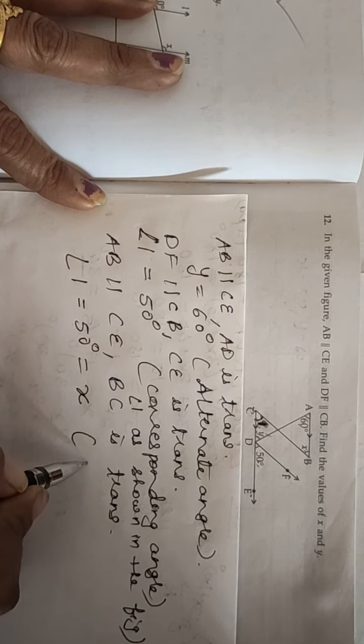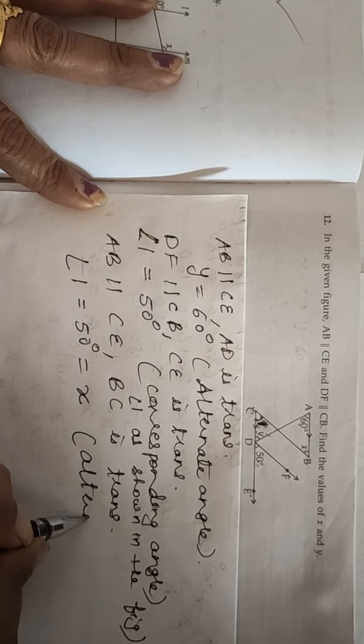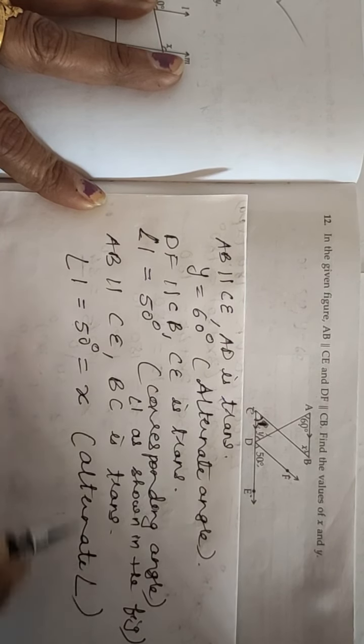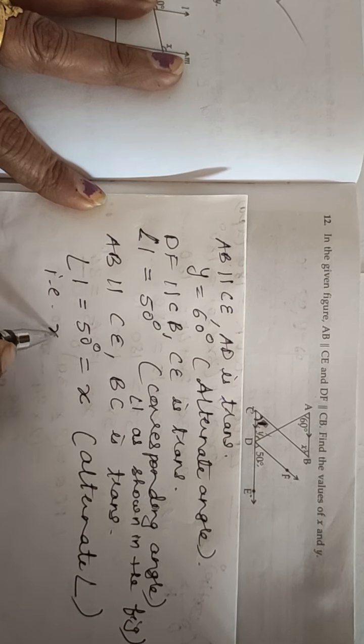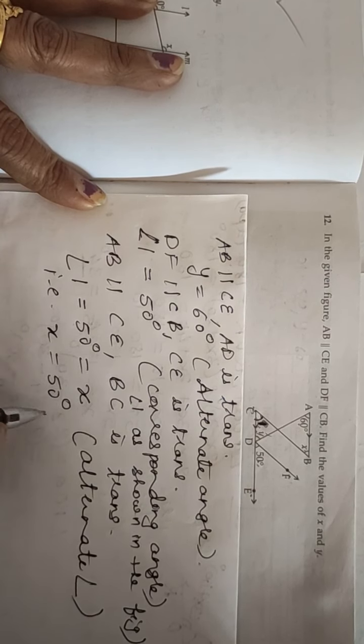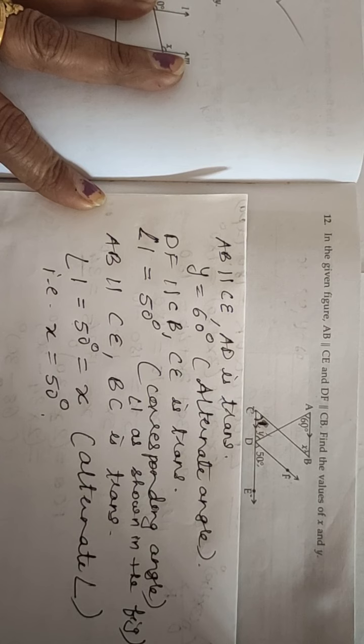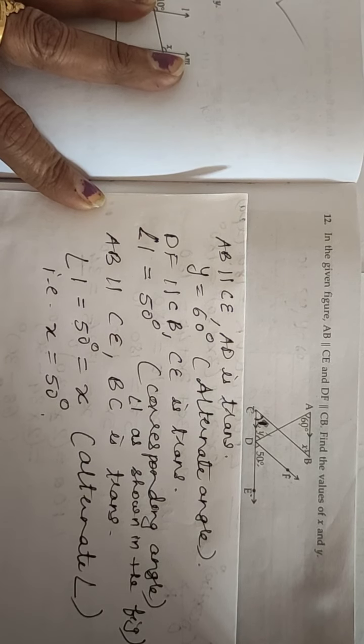So here this is which type of angle? Alternate angle. Okay, that is x is equal to 50 degree. Okay, so very easy sum. Let's move to example 13 now.